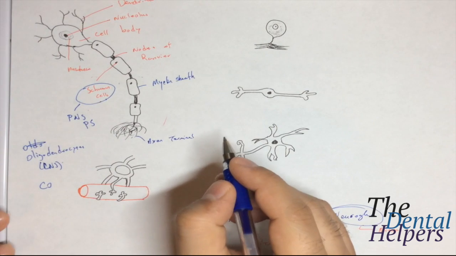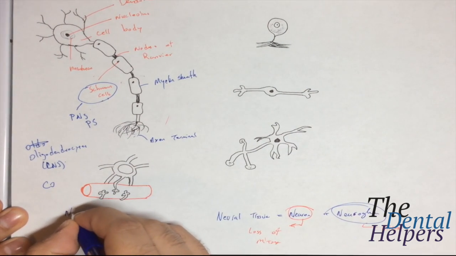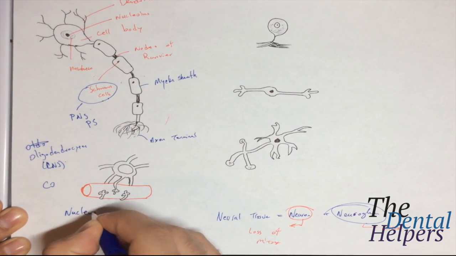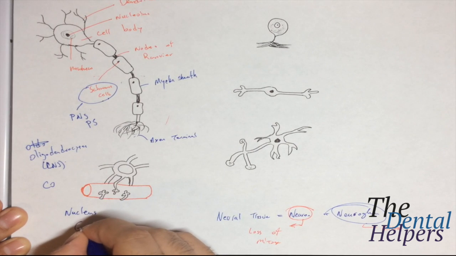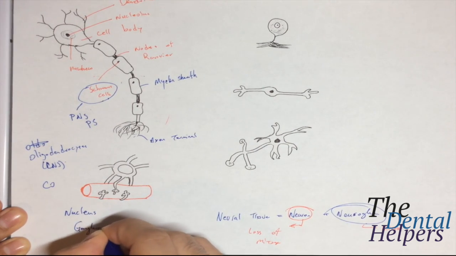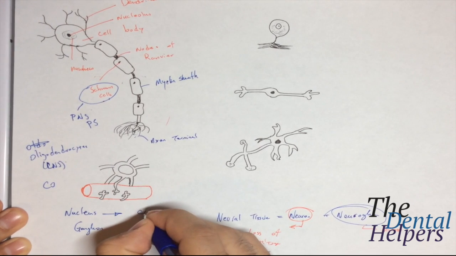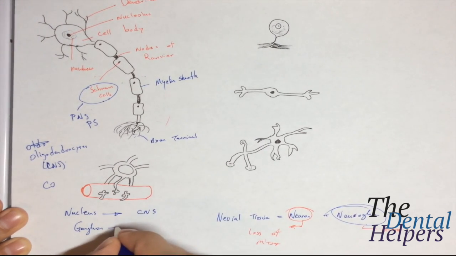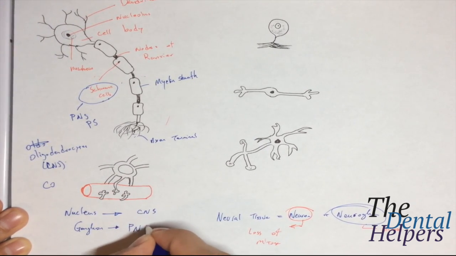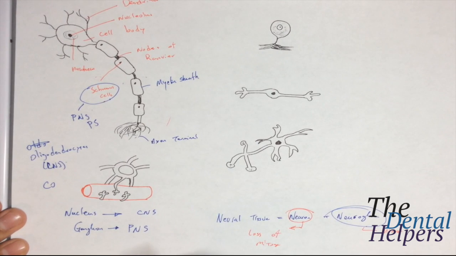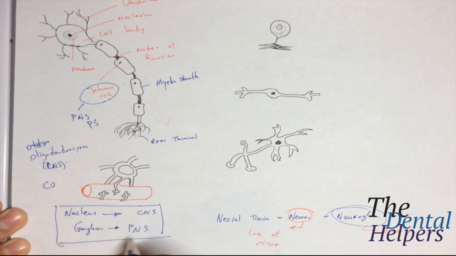Now, two other terms that are good to know are the nucleus and ganglion. Nucleus is a term that's found in the CNS. Ganglion is going to be found in the PNS. And both mean the same thing. They're a collection of neuron cell bodies. But it's important, specifically for exams, to be able to distinguish these two.